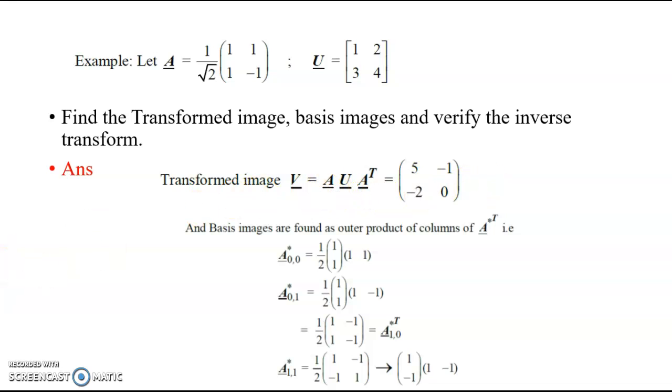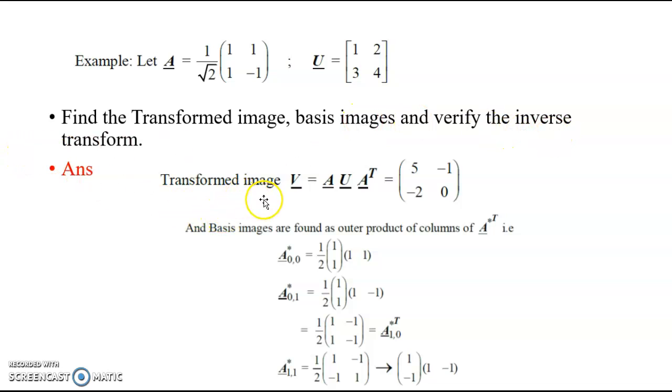So here is one example. By doing this example, you will be more clear. I have given an image U, and given the matrix A. A is a unitary matrix. We have to find out the transformed image, we have to find out the basis image, and also verify the inverse transform.